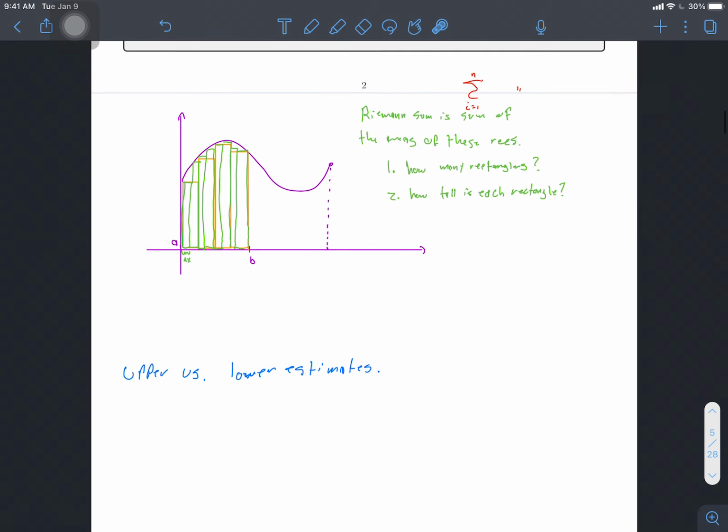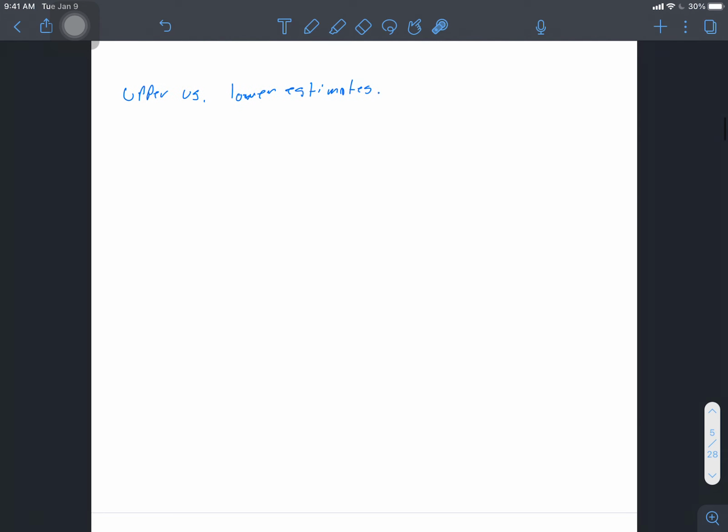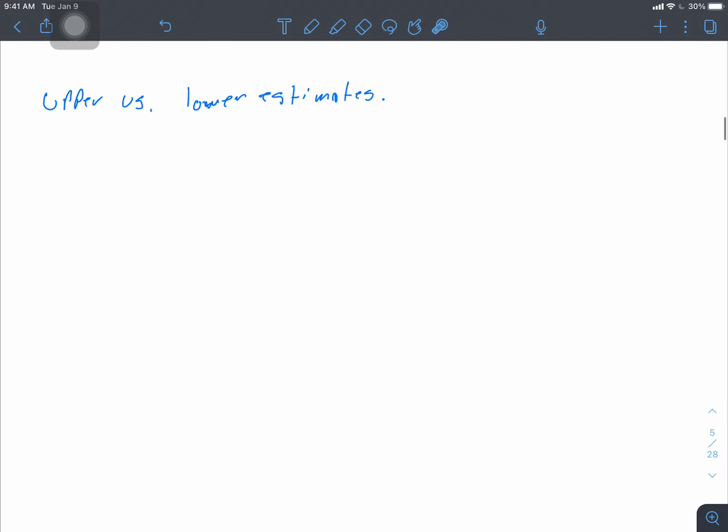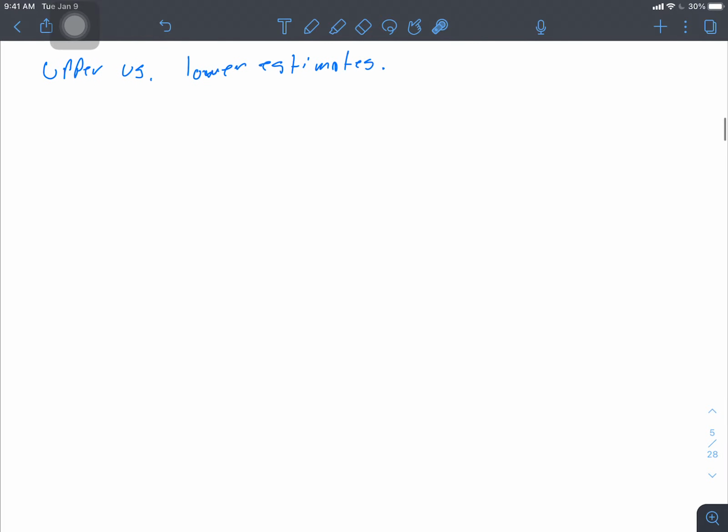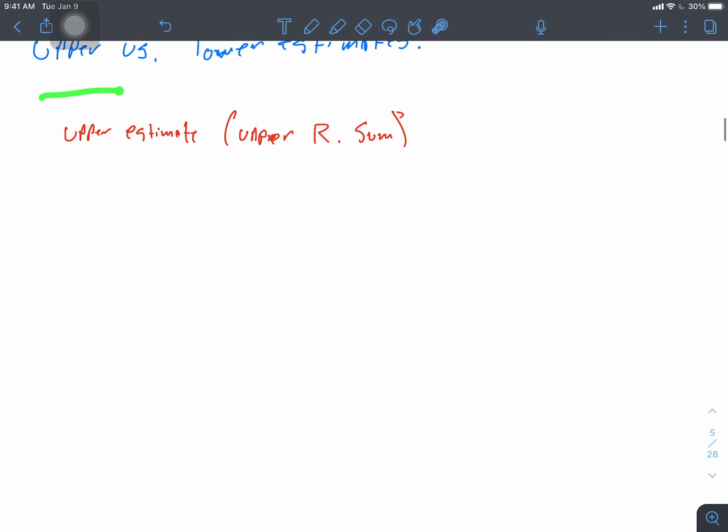Okay, so one more thing I want to talk about is an upper versus a lower estimate. For an upper estimate, or an upper Riemann sum, sometimes it's called, it's just another strategy for how to pick the height of each rectangle.